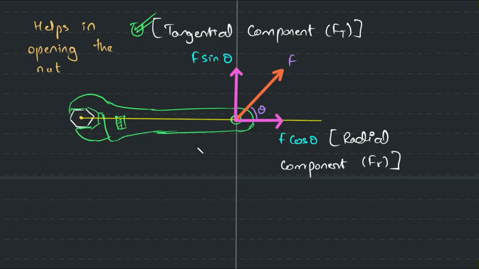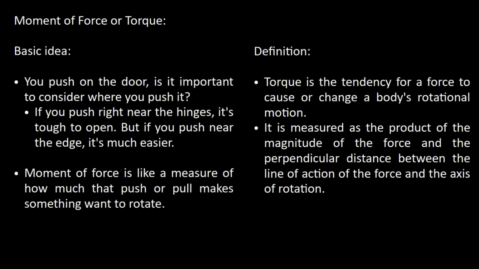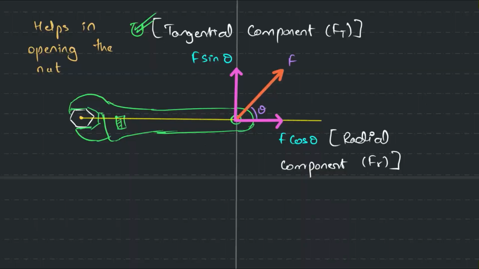Okay, let me go to the definition. Torque is a measure of the product of the magnitude of the force and the perpendicular distance between the line of action of the force and the axis of rotation. Let me go word by word over here. Which is your axis of rotation?